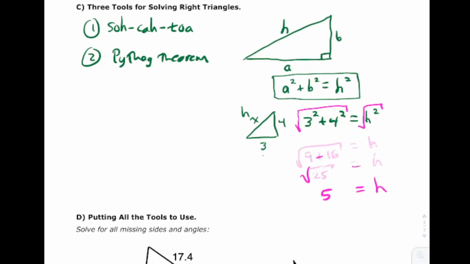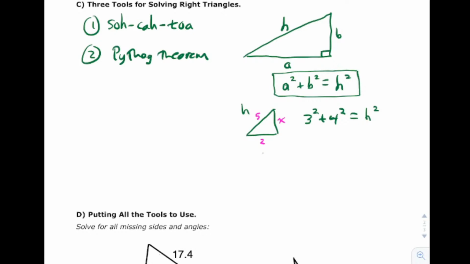Now let me get this out of the way. I'll keep the formula here, but let me change this triangle a little bit. That's going to be the hypotenuse, of course. But let's say this time we knew that this was a 5 and this was a 2, just to make something up, and we wanted to know what this side was.